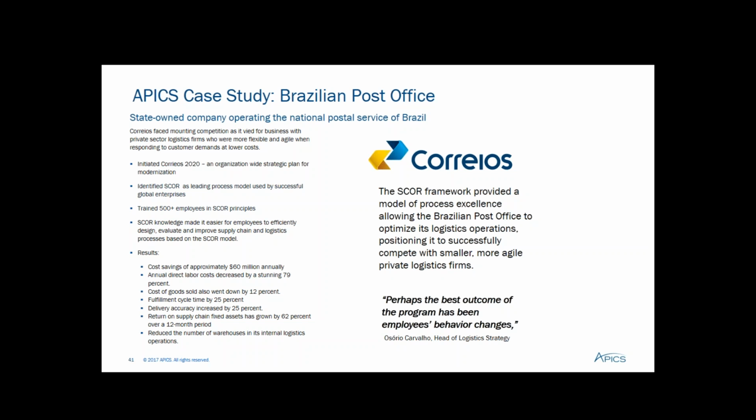The results were astounding. The company was able to identify cost savings of approximately $60 million annually in their internal logistics services. In addition, they were able to improve their order fulfillment cycle time by 25% and reduce their cost of goods sold by 12%. They also were able to increase their delivery accuracy by 25% and reduce their direct labor costs by 79% over 12 months. As a direct result of this, the Brazilian Post Office was offered the logistics contract for the most recent Olympics held in Rio de Janeiro.